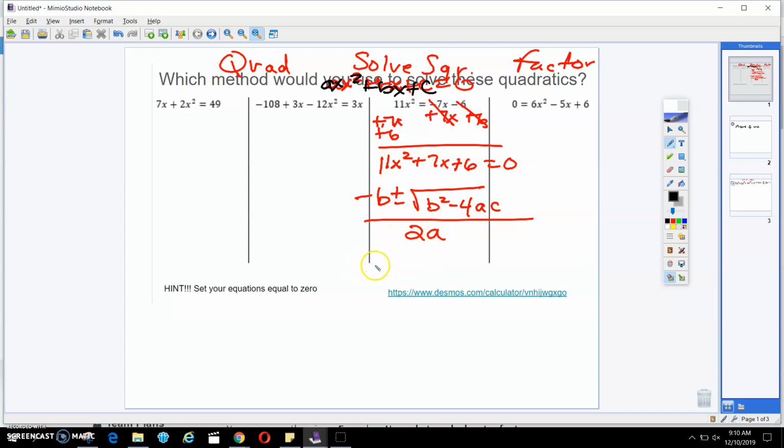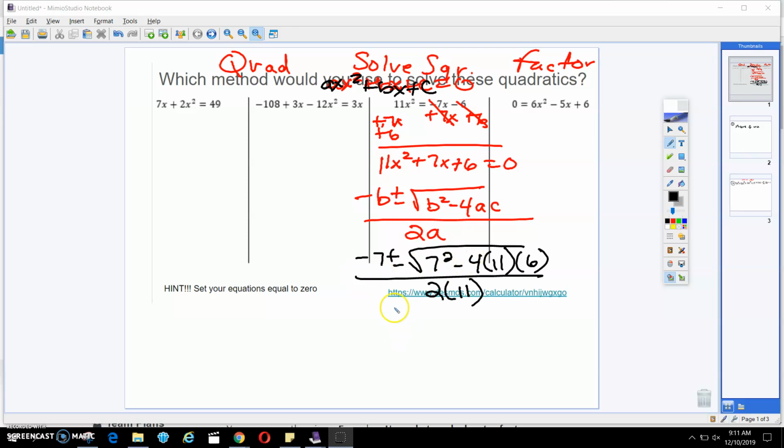So if I plug in 7 for b, 11 for a, and 6 for c, all I'm doing right now is substituting in the numbers that I have. With me so far? Okay, so now you're going to simplify underneath the radical. So 7 squared, y'all know, is 49, and 4 times 11 times 6 is 264. So that's going to give me negative 7 plus or minus the square root of 49 minus 264, all over 22.